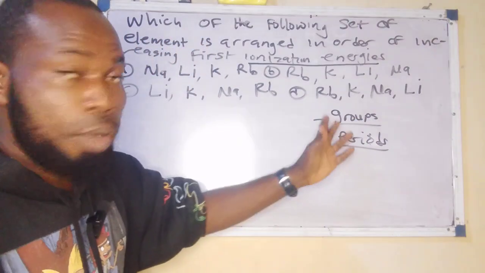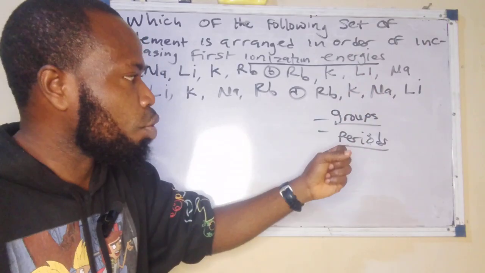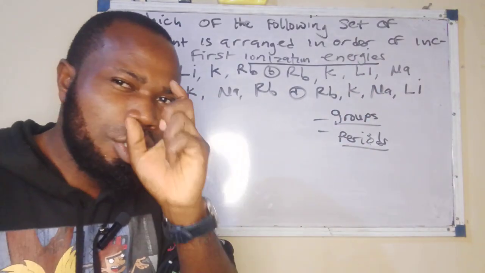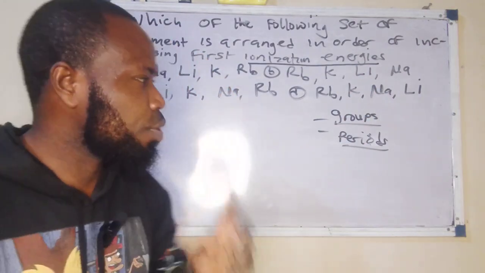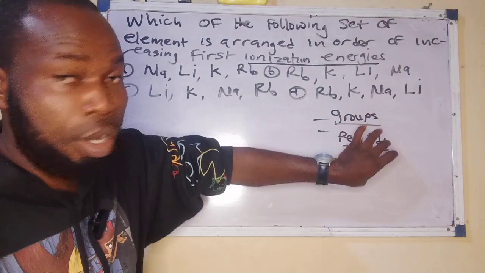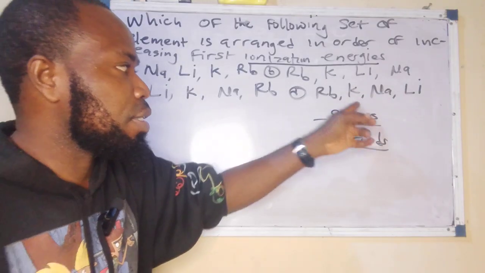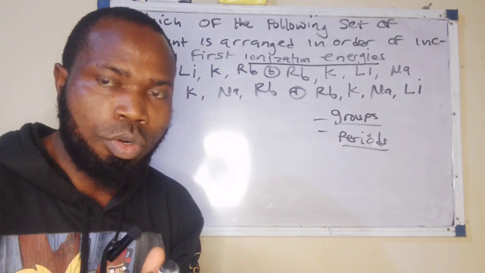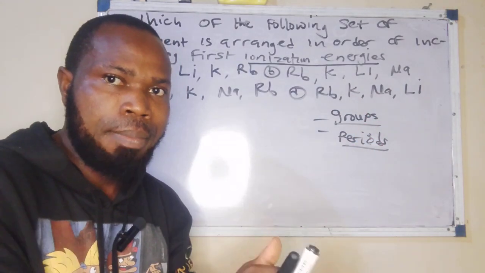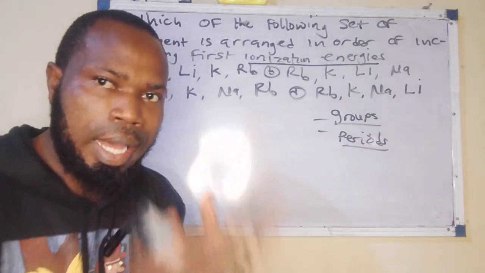Now, the periodic table shows the ordered elements according to increase in atomic number. The elements are arranged into groups and into periods. Elements in the same period have the same number of shells, while elements in the same group have the same number of valence electrons. So the valence electrons determine the group an element belongs to, while the number of shells determines the period an element belongs to.